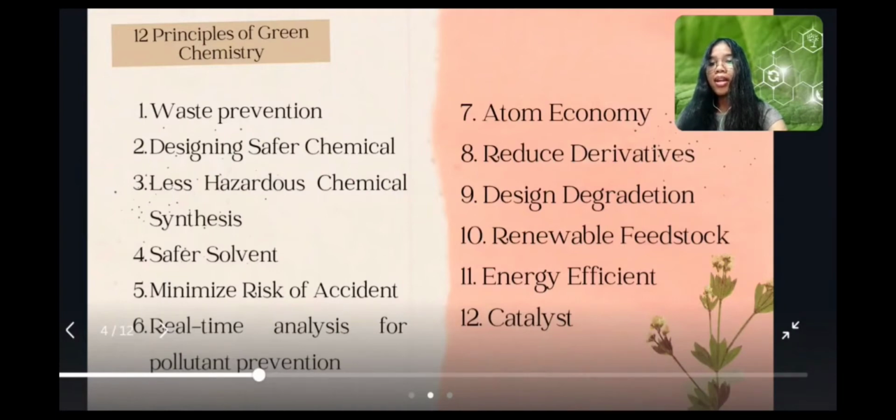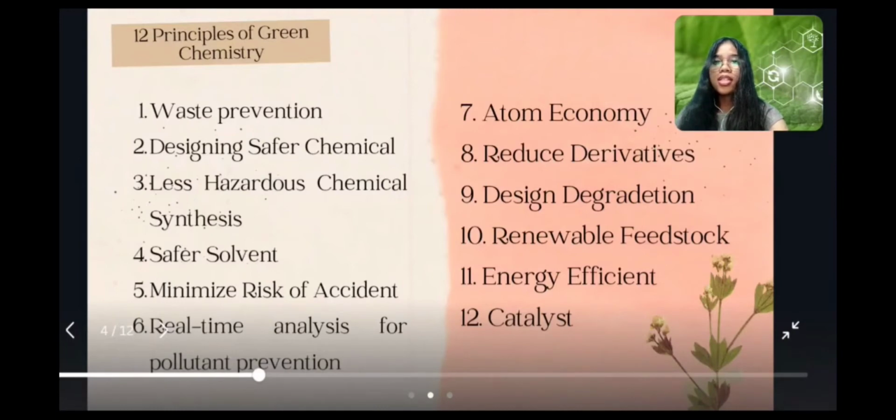6. Real-time analysis for pollution prevention. Analytical methodologies need to be further developed to allow for real-time in-process monitoring and control prior to the formation of hazardous substances. 7. Atom economy. Synthetic methods should be designed to maximize the incorporation of all materials used in the process into the final product.